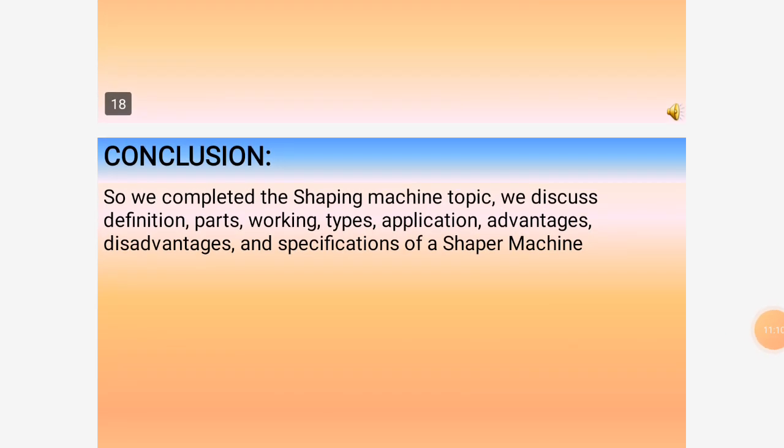Now, conclusion. So, we completed the shaper machine topic. We discussed definition, parts, working, types, applications, advantages, disadvantages, and specification of a shaper machine.